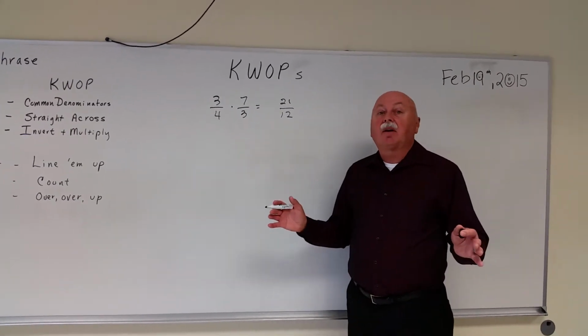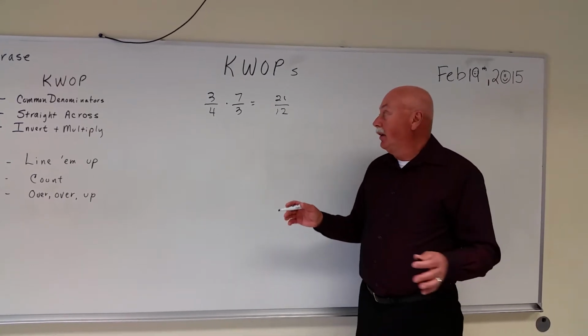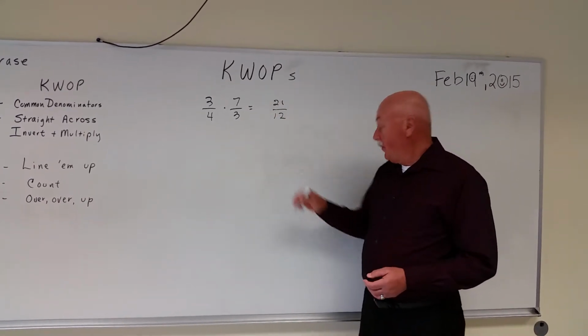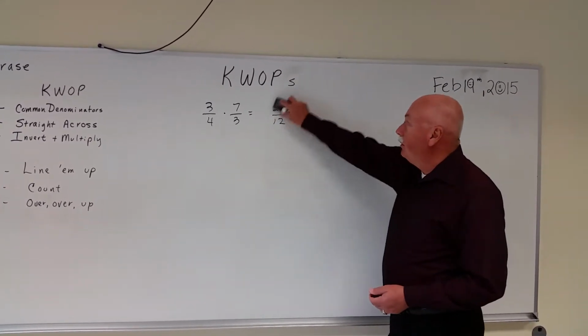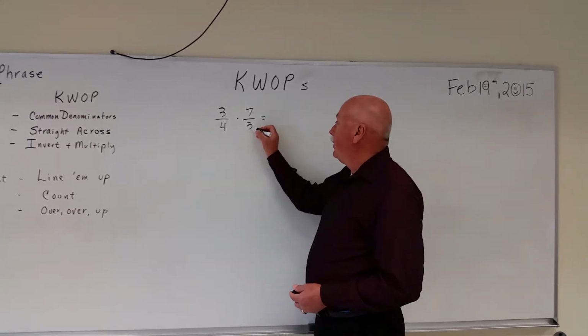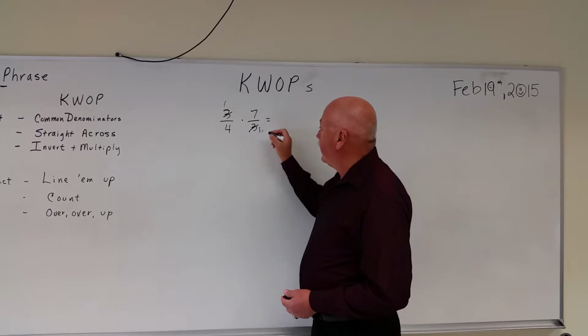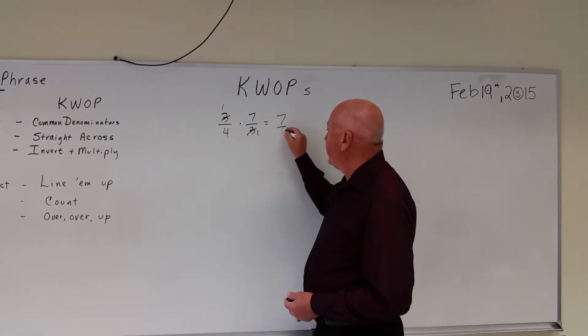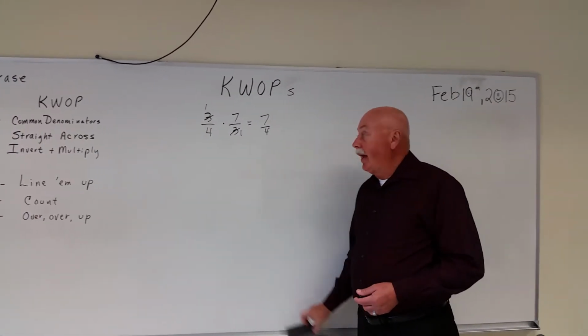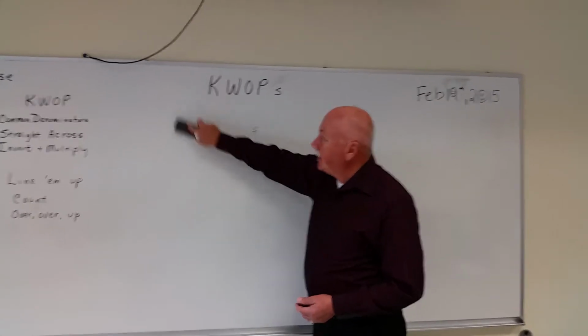Now, because we're math people and we're lazy, we don't want to work with big numbers. So what I'm going to do is reduce first. 3 goes into 3 one time there, one time there, and then all I have to do is 7/4.